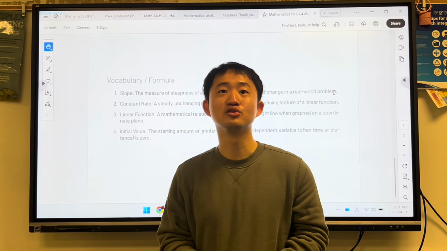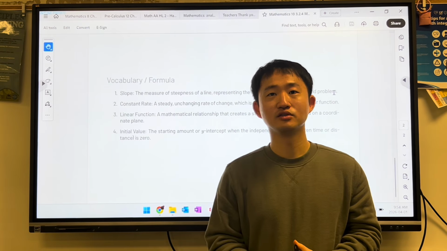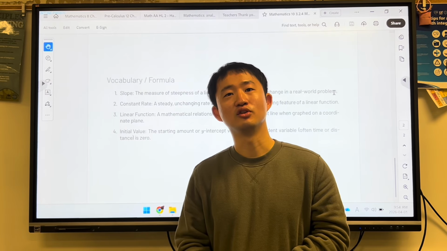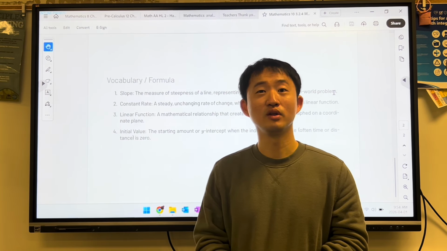The initial value is usually translated as the y-intercept. So if you see the words like at start, in the beginning, then we can use it as a y-intercept. Otherwise, we have to use a point, then use the point slope form.